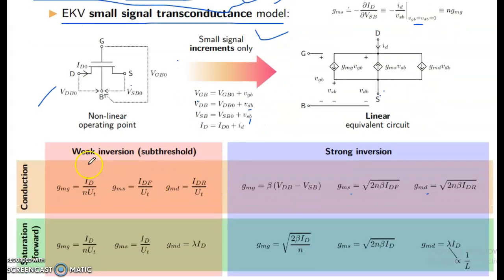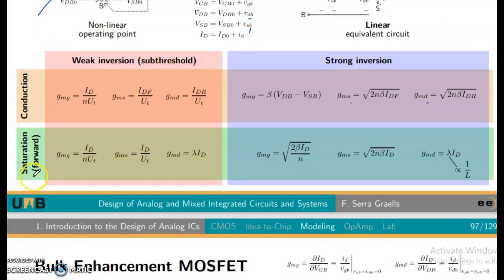The linear equivalent circuit, in weak inversion, in conduction and saturation forward. Here in strong inversion, and in weak inversion, the sub-threshold: GMG equals ID over n UT, GMS equals IDF over UT, GMD. That is GM in gate, GM in source, GM in drain, IDR over UT, where R is for reverse drain current.